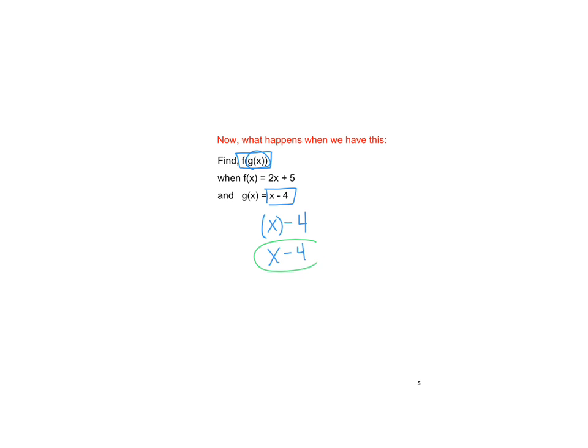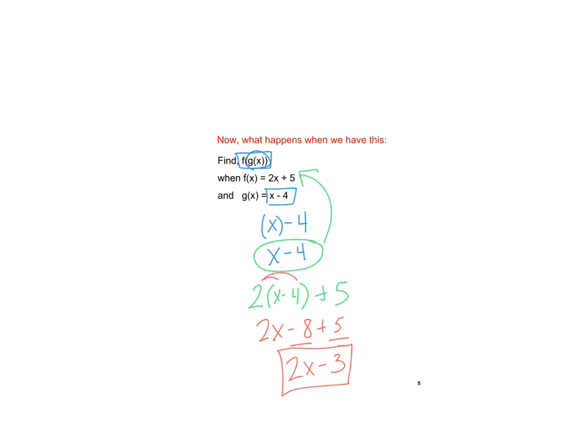Now I'm going to take this and I'm going to plug it into f, which is here. Okay, so instead of 2x plus 5, I'm going to replace that x with x minus 4. And now, just like we did the other day, we just have to simplify. We have to distribute and combine. So this ends up being 2x minus 8 plus 5. I'm going to combine my negative 8 and 5, and I get 2x minus 3. Okay, again, rewind that if you have to.